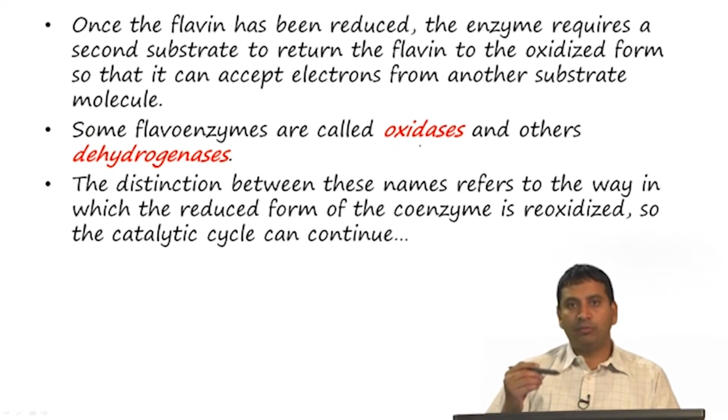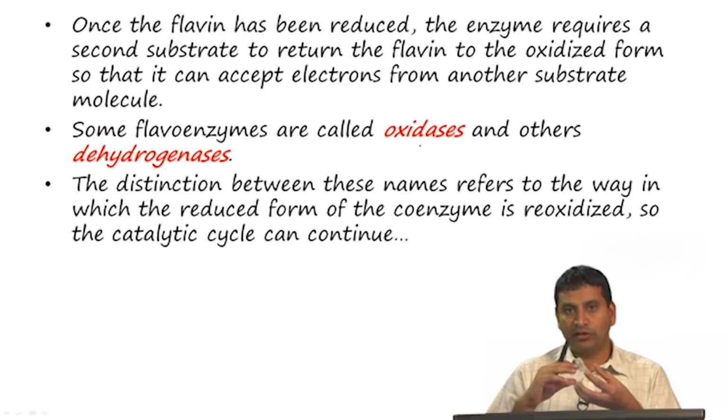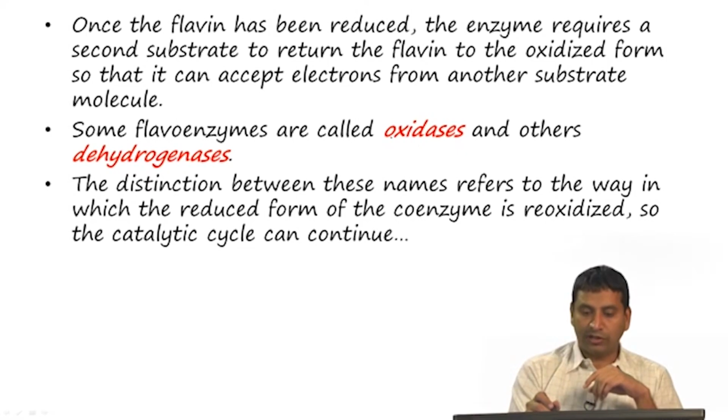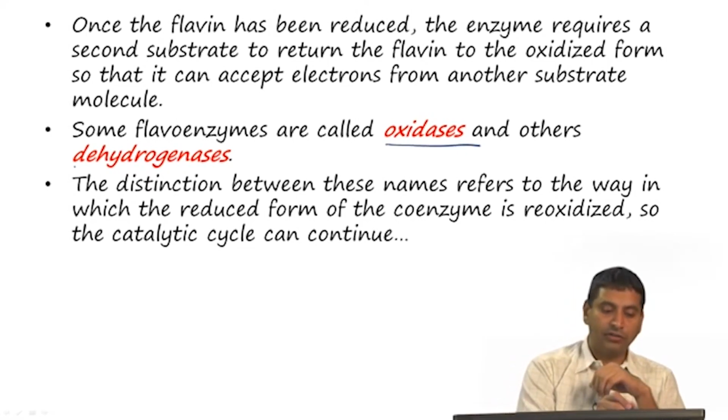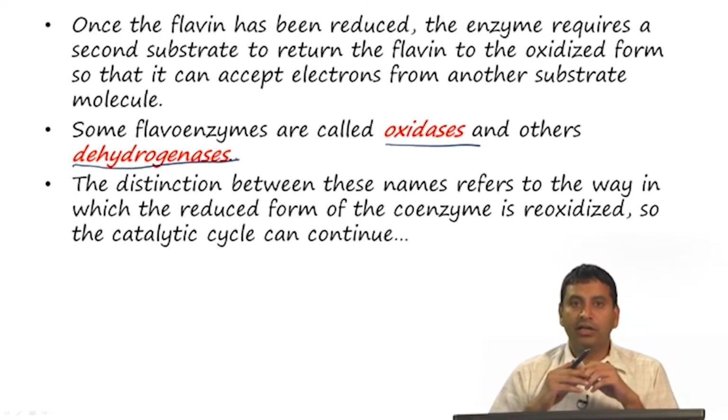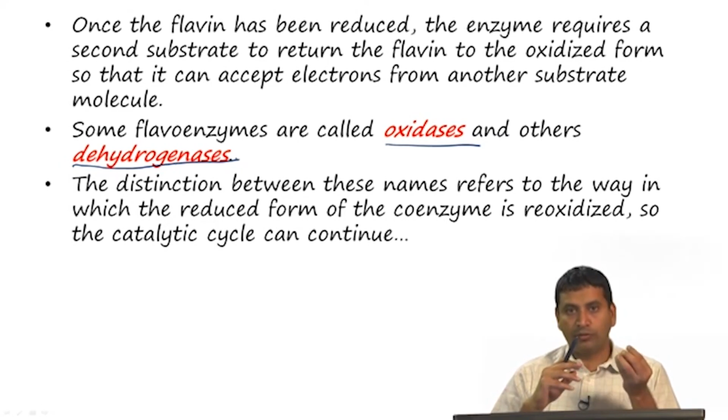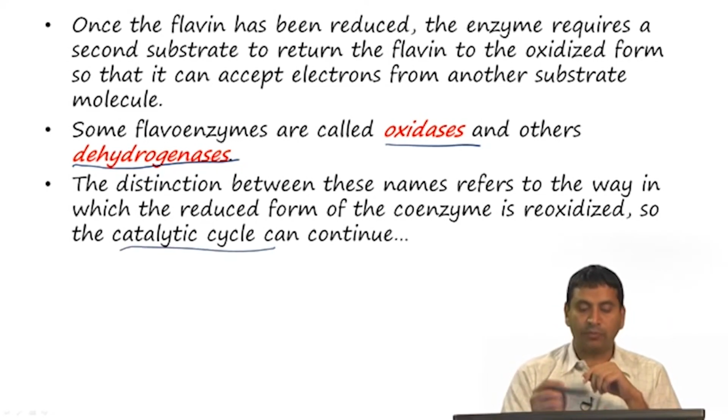So, once the flavine has been reduced, now the enzyme requires a second substrate to return the flavine to the oxidized form, so that it can accept electrons from another substrate molecule. So, some flavoenzymes are called as oxidases, and others are called as dehydrogenases. Okay. The distinction between these names refers to the way in which the reduced form of the coenzyme is reoxidized, okay, so that the catalytic cycle can continue.